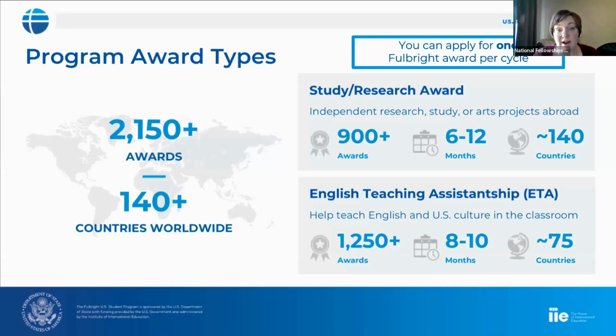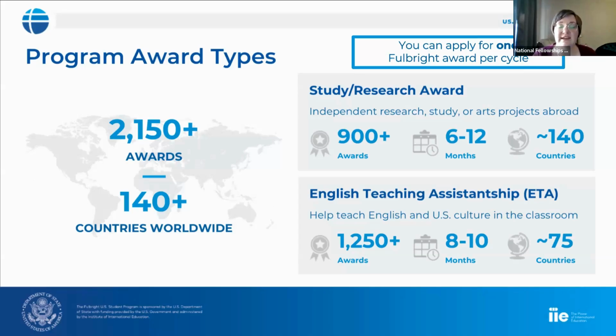Most graduate degree programs internationally are 1 year, so Fulbright will most often cover a full graduate degree, or you can do a creative arts project abroad. If you are thinking about creative arts, we can get into some nuance with that, let me know. But basically, what kind of proposal you put together depends more on if you want to research or study around your art, or if you have a plan to practice your art abroad. But that's all covered under the Study Research Award. Of those awards, there are 900 available. They usually last between 6 to 12 months, and they go to about 140 countries.